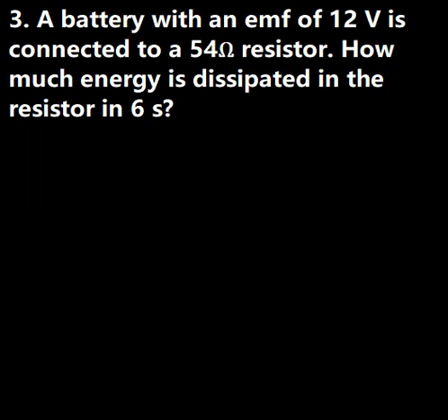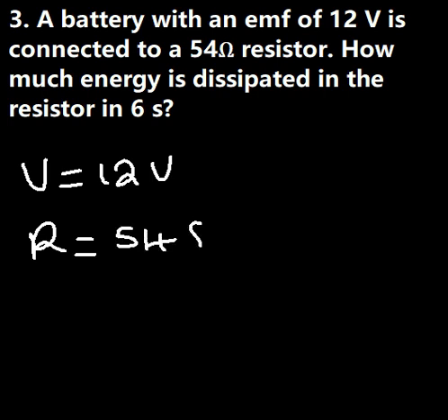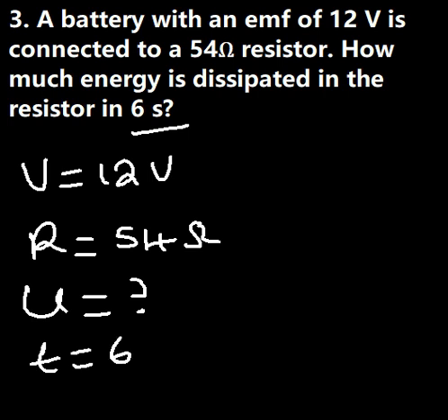And now we have this question that says a battery with EMF of 12 volts, so that is the voltage given as 12 volts, is connected to a 54 ohm resistor. That is the resistor given as 54 ohm. So how much energy is dissipated? We're looking for the electric energy, and the time is 6 seconds. We have the time given as 6 seconds.